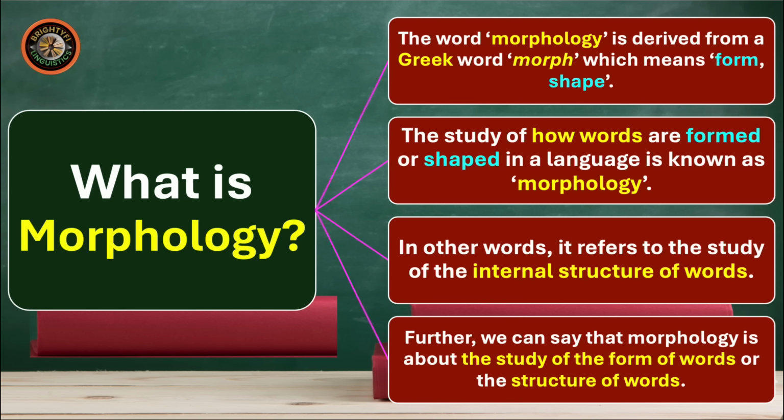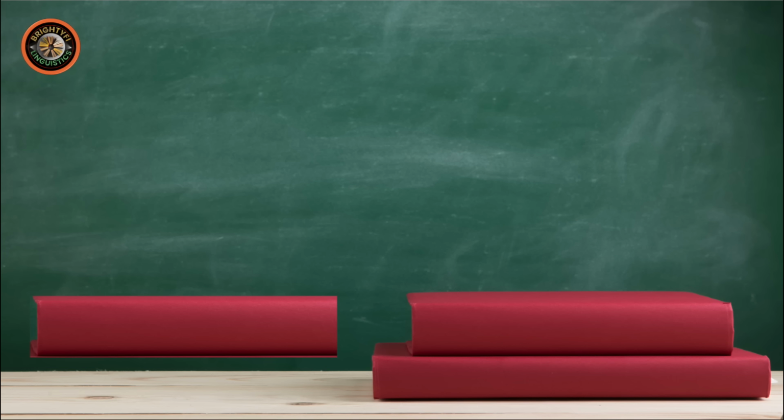Briefly, morphology in linguistics is all about the study of the structure of words, the formation of words, the organization of words, how words are constructed, how words are made. Now let's understand another fundamental concept in the field of morphology, without which we cannot understand. What is that? It's morpheme.